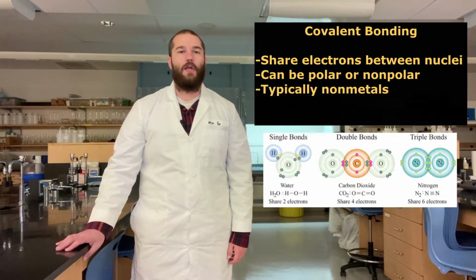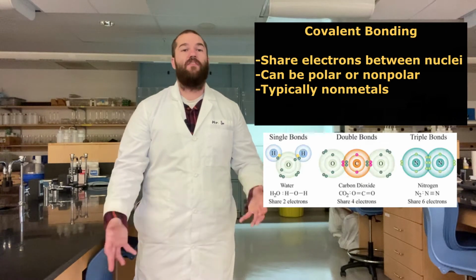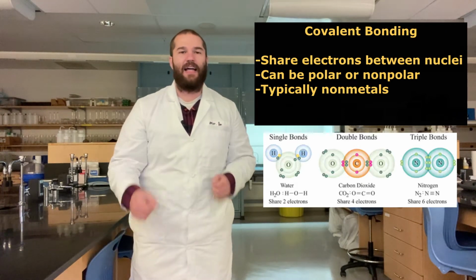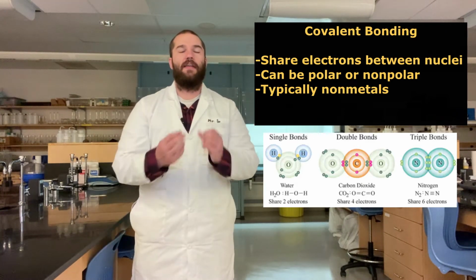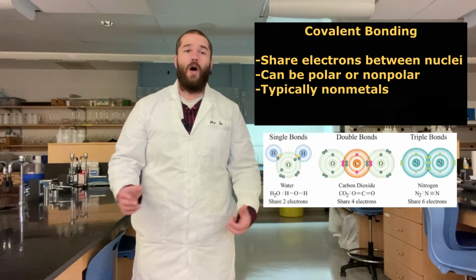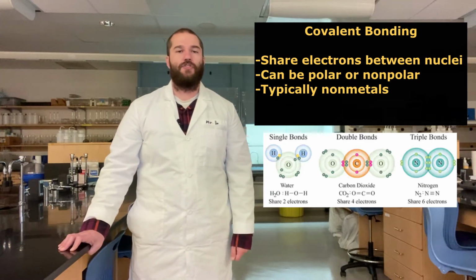So the next kind of bonding we're going to talk about is covalent bonding. And covalent bonding is sharing valence electrons. There's no give and take like in an ionic compound. They're being shared equally, potentially, or unequally between two atoms and two nuclei.